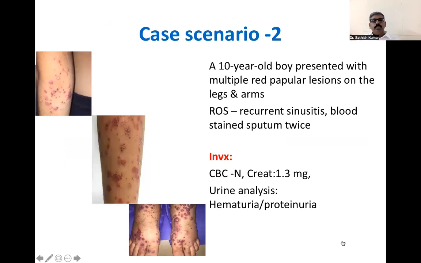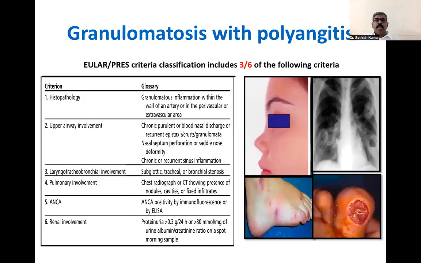When you come to case scenario 2, here is a 10-year-old boy who presented with multiple red papular lesions on the legs and arms, and a history of recurrent sinusitis. He has got 2 episodes of hematemesis also. So these are typical nodular lesions over the hands and the legs, and seen on the body and the face also. So his CBC was normal. He had renal failure and he had hematuria and proteinuria. So because he has got upper airway, lower airway, and the skin and kidney involved, he was diagnosed as GPA. So the classification criteria proposed by the EULAR or PReS, they should have at least 3 out of 6 criteria.